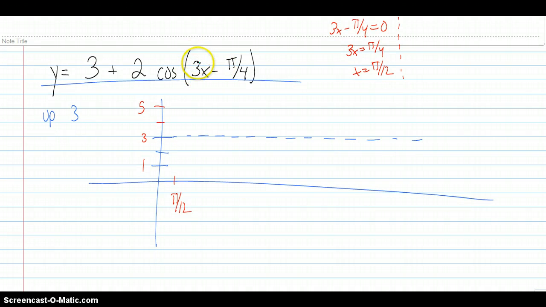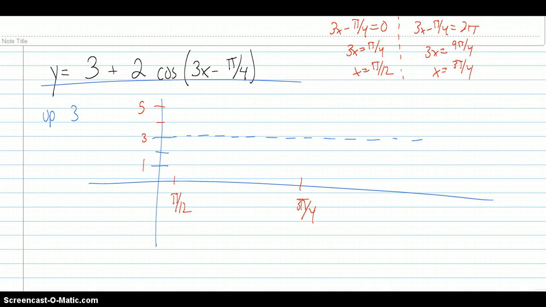The period would be 2 pi over b, or just set 3x minus pi over 4 equal to 2 pi, because that's normally where the period of cosine ends. And add pi over 4 to both sides. That'd be 9 pi over 4. Divide by 3, and you get 3 pi over 4. So here's where the first period is going to end.